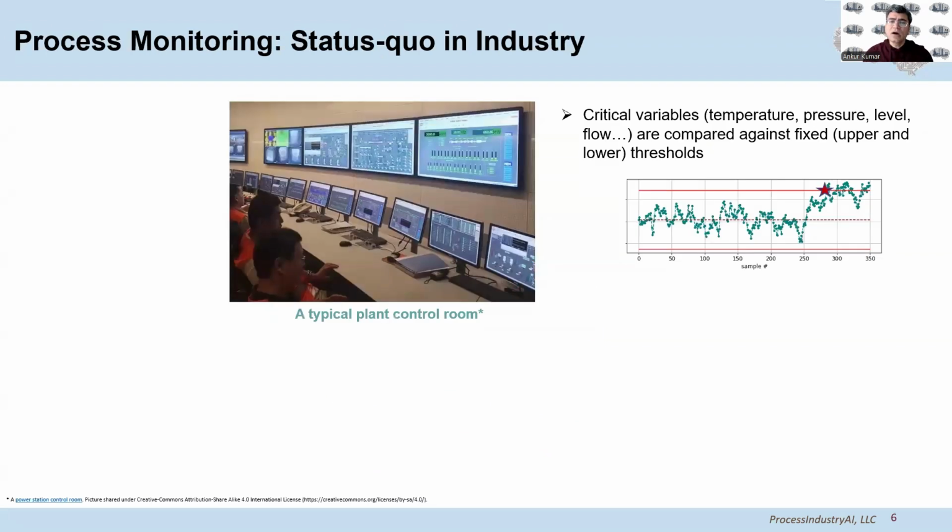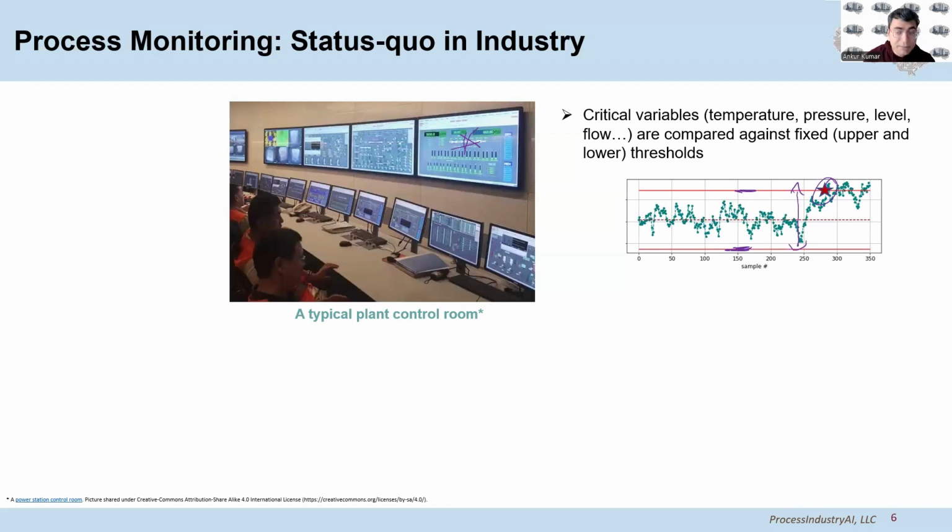All right, what does the status quo with regard to proactive process monitoring look like in the process industry in general? Well, in most scenarios, it relies upon the plant operators keeping track of the critical process variables against their respective upper and lower limits. Whenever any of these critical process variables go beyond these limits, alerts show up on the control screens in the plant control room. Now, this is not adequate.